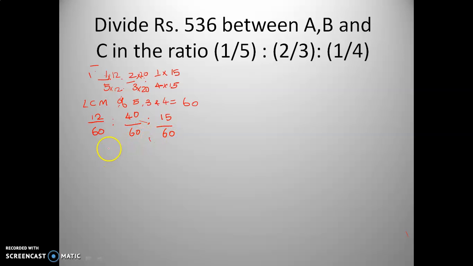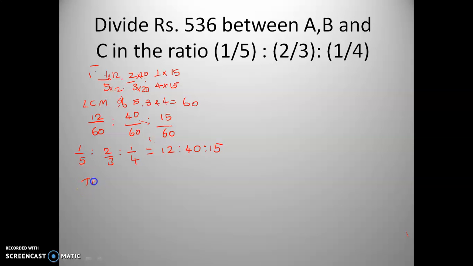Is it clear? Now the equivalent ratio for 1/5 is to 2/3 is to 1/4 is equal to 12 is to 40 is to 15. Will you all agree with this now? Yes. Now it is easy for you to find the parts, or it will be easy for you to divide this rupees 536.